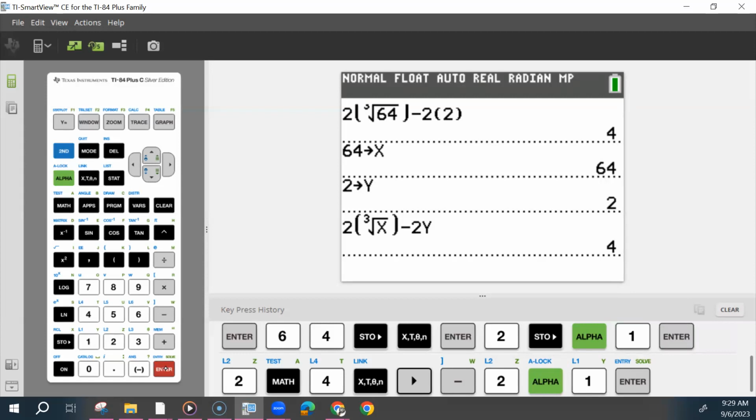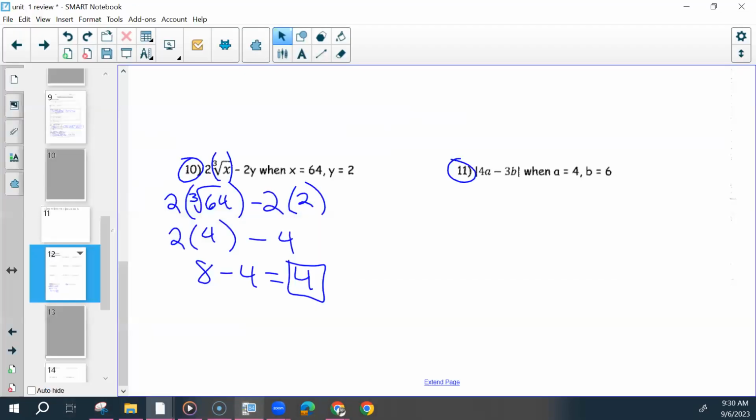Questions about calculator, doing that? I will show that more.